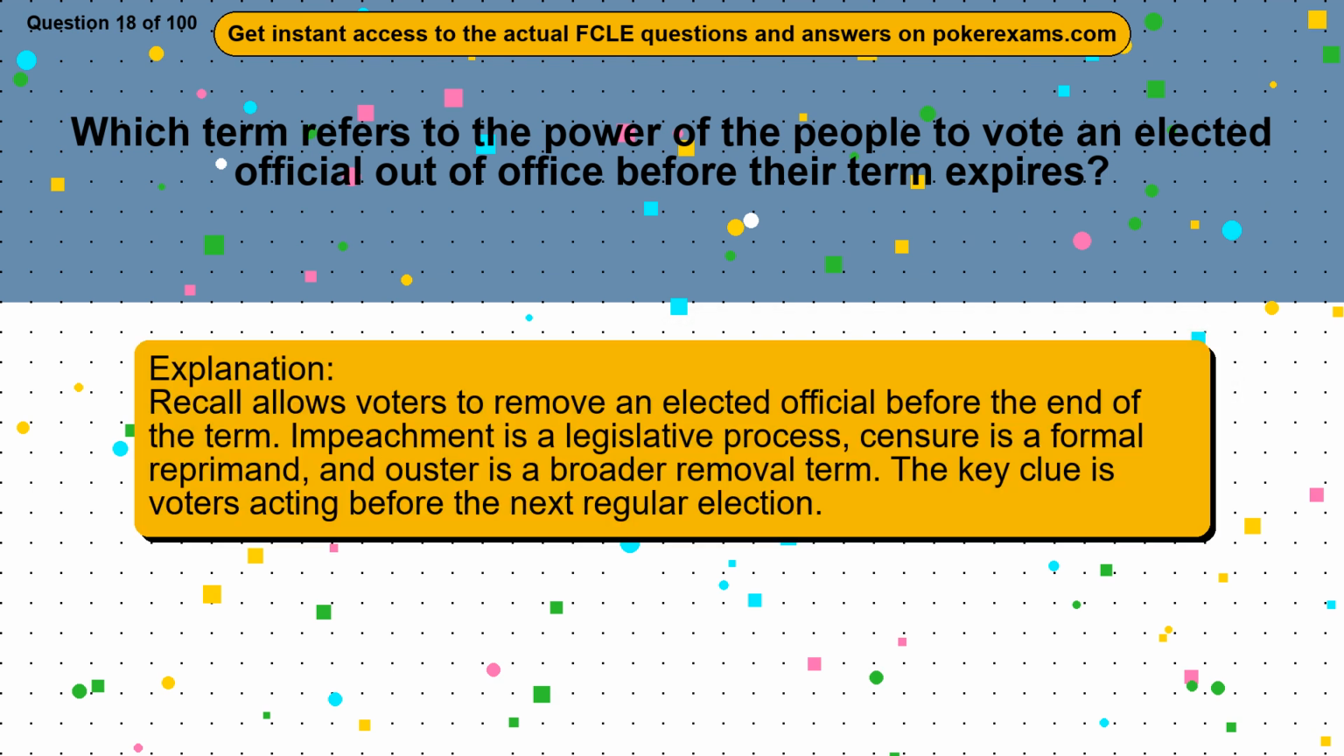Recall allows voters to remove an elected official before the end of the term. Impeachment is a legislative process, censure is a formal reprimand, and ouster is a broader removal term. The key clue is voters acting before the next regular election.